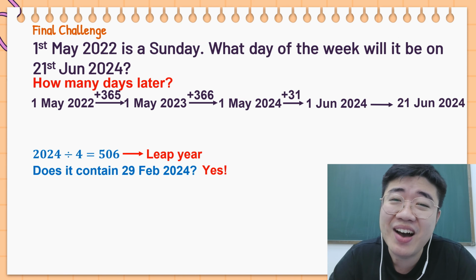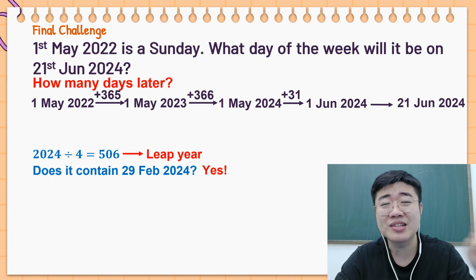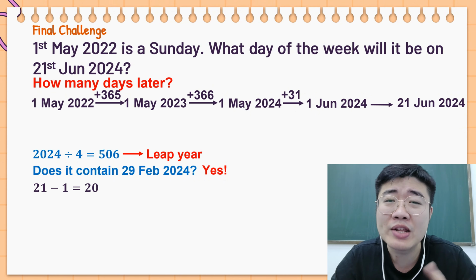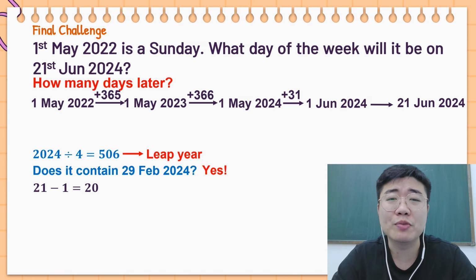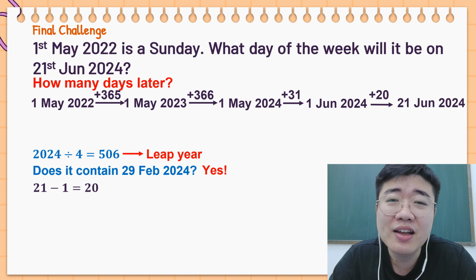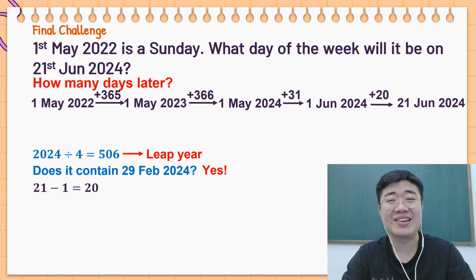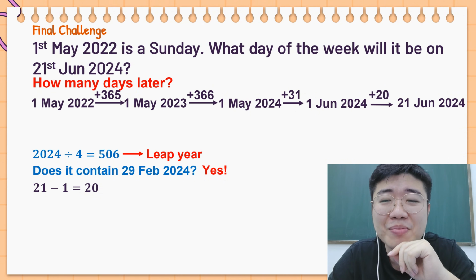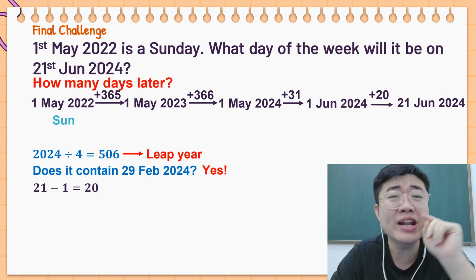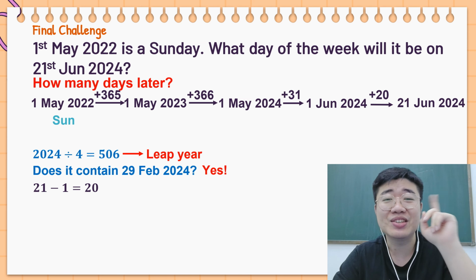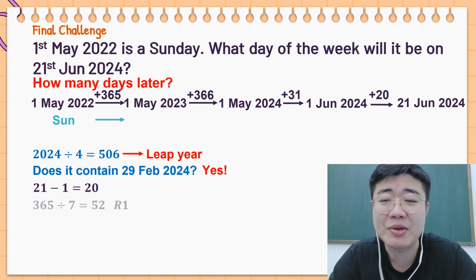1st of June to 21st of June. Remember what we did just now? Or we can just simply use the number minus each other. 21 minus 1. This part will be 20 days later. So now let's find our final answers. We start from Sunday. 365 days later. Let's use the number divided by 7.